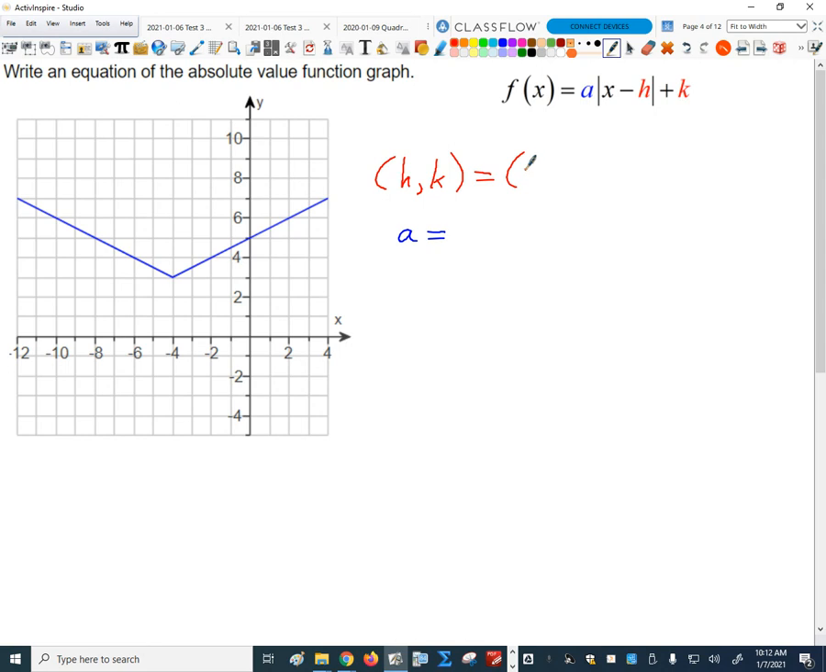So H is 4. Careful. No, -4. There you go. -4. K is? And K is 3. There you go. Good. And we see that because those are just the coordinates of the vertex. Okay, now it's a little bit tougher to find A on this one, right? Can you give me an answer on that one, Adelaide, what A is?